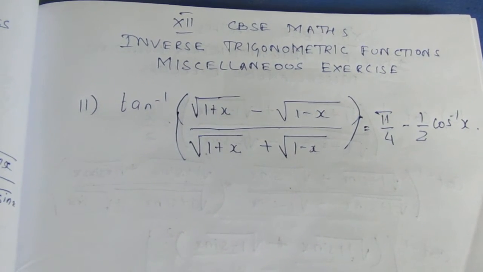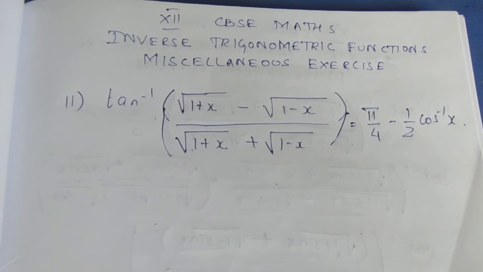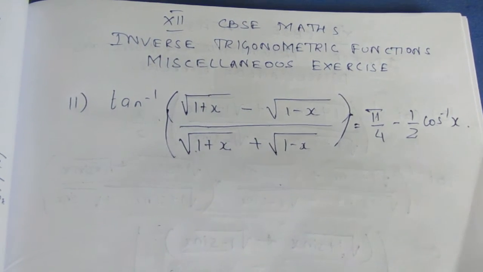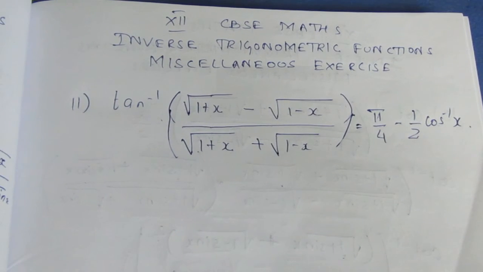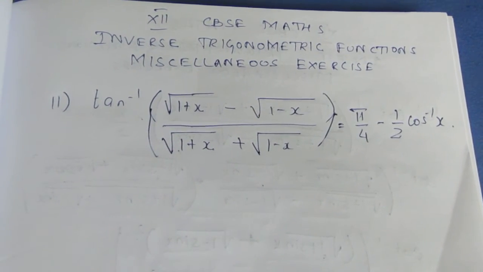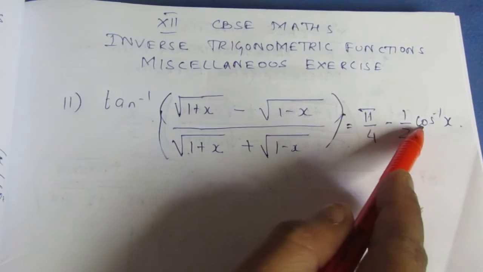Today we are going to see 12th CBSE Maths Inverse Trigonometric Function Miscellaneous Exercise question number 11. Let's see the question. Tan inverse of root of 1 plus x minus root of 1 minus x by root of 1 plus x plus root of 1 minus x is equal to pi by 4 minus half cos inverse x. Here they have given x, we need to conclude in cos inverse.